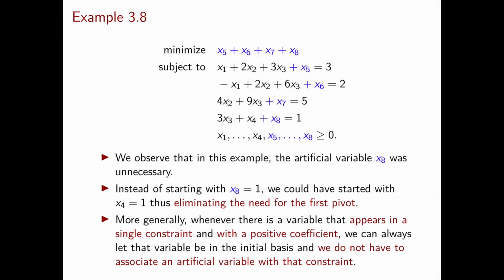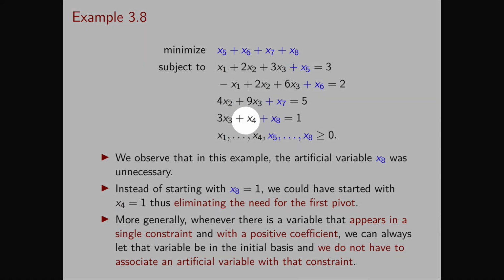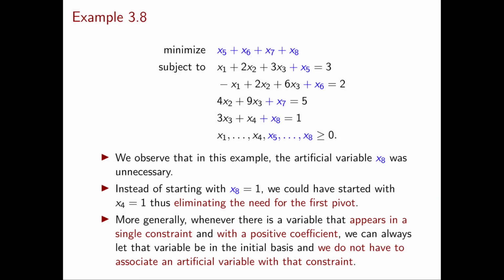So for example, at the beginning, we would have started with x4 equal to 1 instead of x8 equal to 1 to satisfy this equality constraint. In particular, x4 would have been in the initial basis instead of x8. This would have simplified our calculations because we would have had one fewer variable, so one fewer column in our tableau, and we would have also had one fewer pivot. In fact, if you go back to the beginning of our example, in the very first pivot, we had x4 enter the basis and x8 leave the basis.